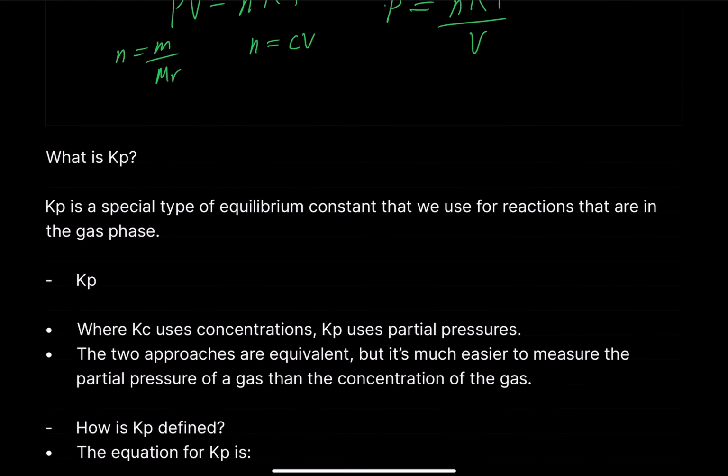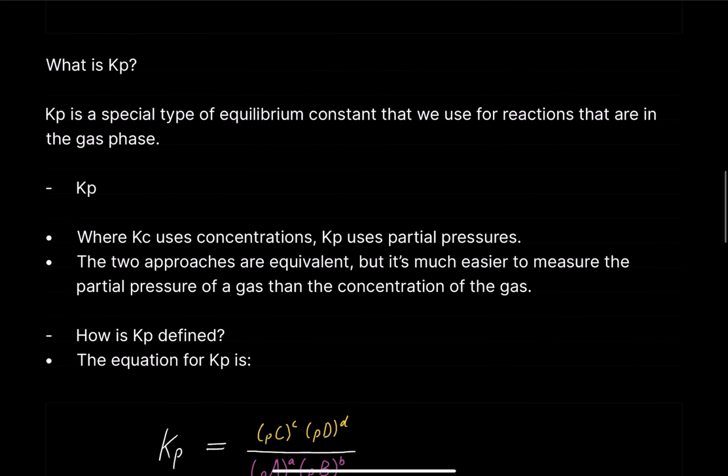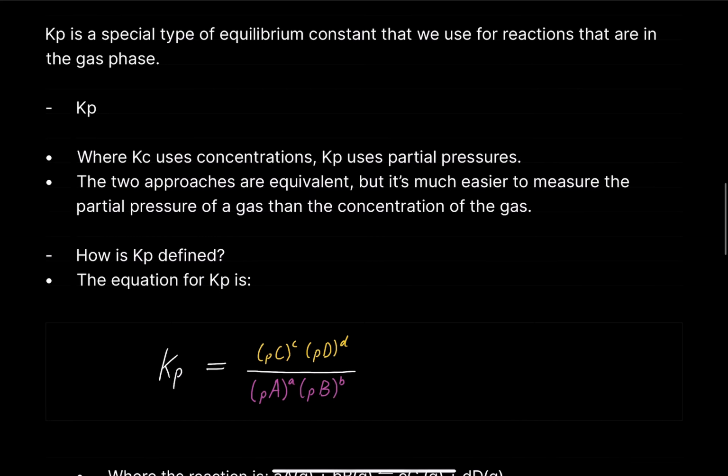Anyway, though, I was going to make this video about this part one video about content. I'll go back to content. So what is Kp? Kp is a special type of equilibrium constant that we use for reactions that are in the gas phase. So where Kc uses concentrations, Kp uses partial pressures. The two approaches are equivalent, but it's much easier to measure the partial pressure of a gas than the concentration of a gas. Remember what concentration is. Concentration is the amount of moles of a compound within a volume, right? Moles of a volume. And the volume of a gas is within an air, right?